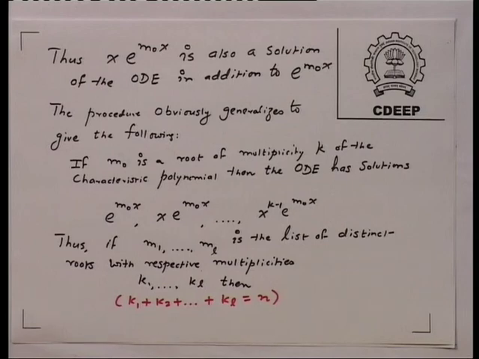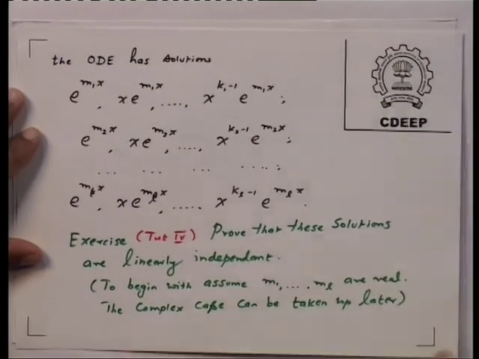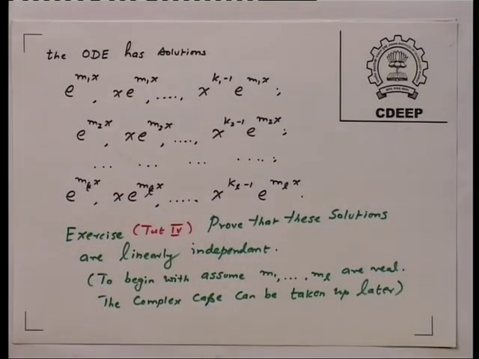And what do we get? We get the ODE has solutions e to the power m1x, x e to the power m1x, etc., x to the power k1 minus 1, e to the power m1x, e to the power m2x, x e to the power m2x, etc., x to the power k2 minus 1, e to the power m2x, etc., e to the power mlx, x e to the power mlx, all the way up to x to the power kl minus 1, e to the power mlx.